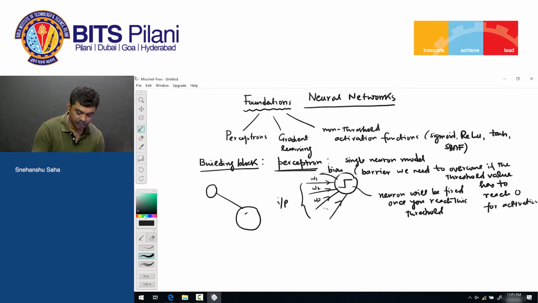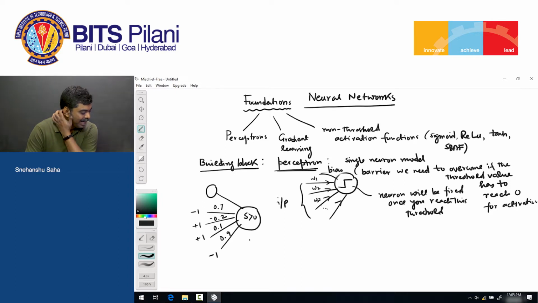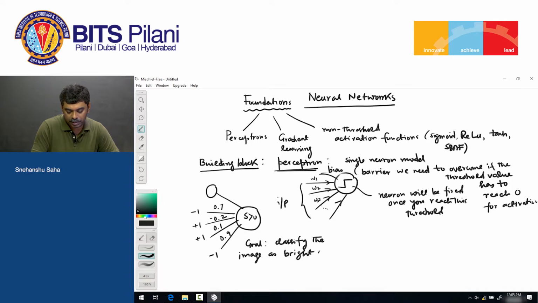and this is your neuron. There are a bunch of inputs, and these inputs correspond to the pixel values. So let's say -1, +1, +1, -1, and then you have some weights: 0.7, -0.2, 0.1, 0.9. And you have a fixed bias unit, and the goal is to classify the image as bright or dark.